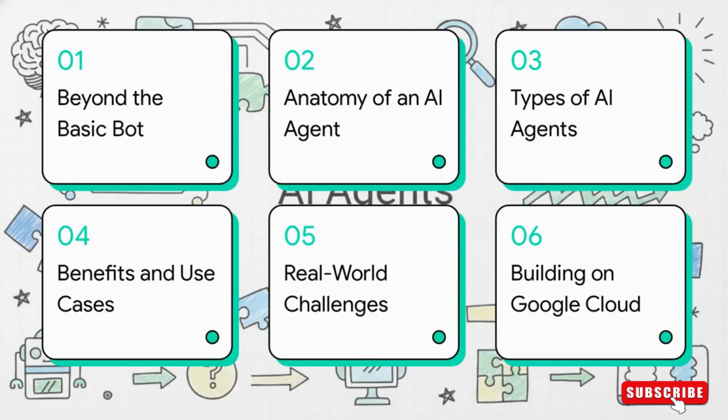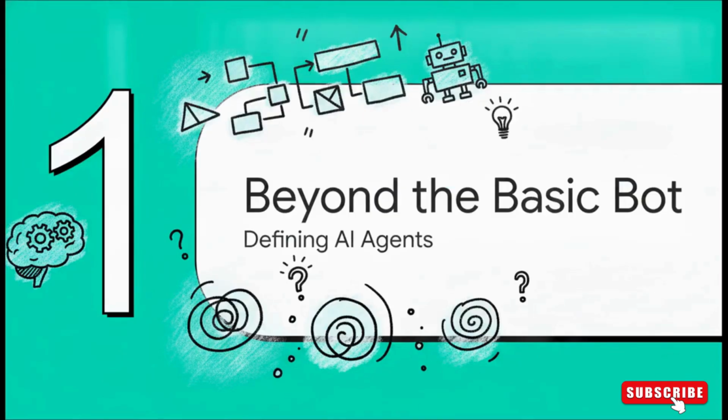Here's our exact roadmap for today. First, we'll go beyond the basic bot, then look at the anatomy of an AI agent, explore the types of AI agents, check out the benefits and use cases, dive into the real-world challenges, and wrap up with building on Google Cloud. All right, Section 1, Beyond the Basic Bot.